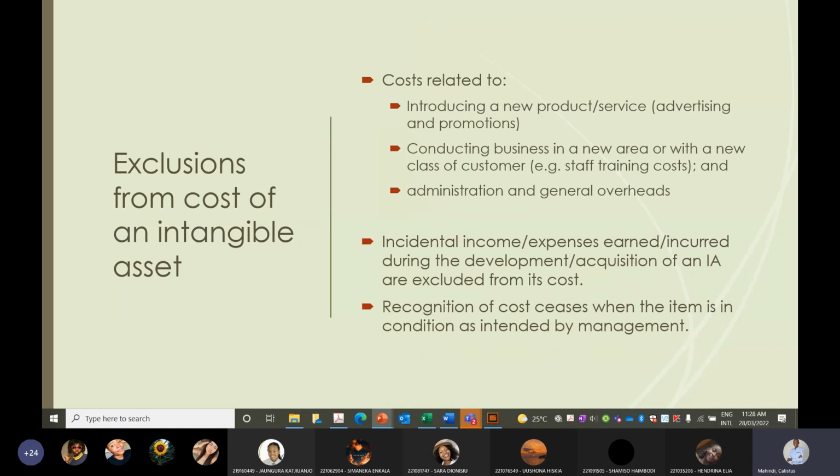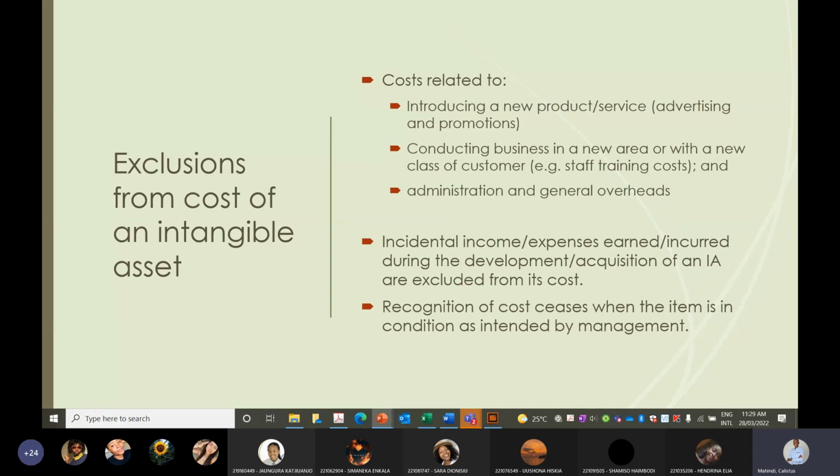The last thing that we're going to look at is exclusions. These costs are almost similar to the ones under PPE. Cost of introducing a new product or service, such as advertising costs, cost of conducting business in a new area or with a new class of customer, including staff training costs, those are excluded. Administration and general overheads are excluded. Incidental income and expenses that are incurred or earned during the development or acquisition of intangible assets are excluded from the cost.